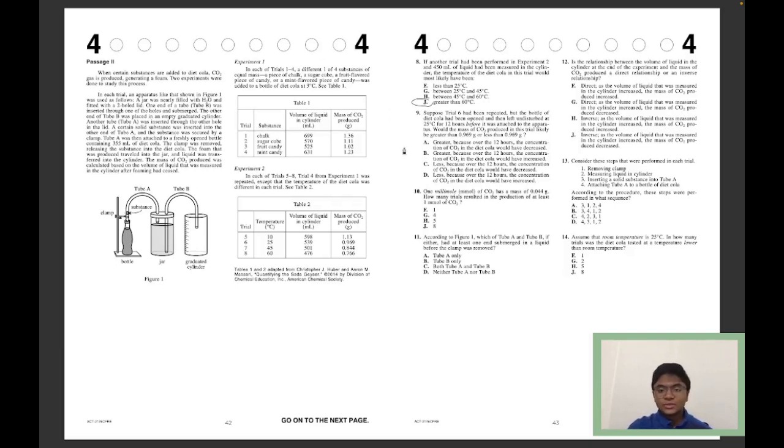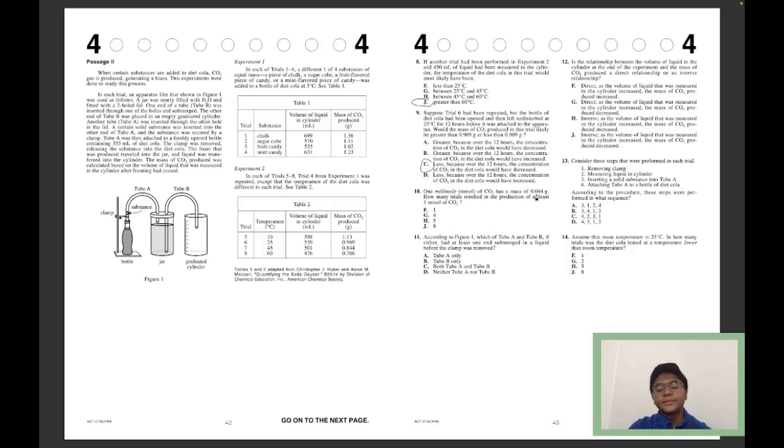So let's see which answer choice says that. It shouldn't be greater, so the concentration would have decreased. Yeah, the answer is C, because over those 12 hours, there's going to be less CO2 since it's all getting released into the air around you. So the mass that you can collect is going to be less because there's less left to collect.